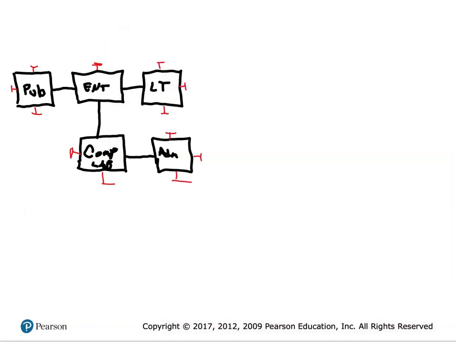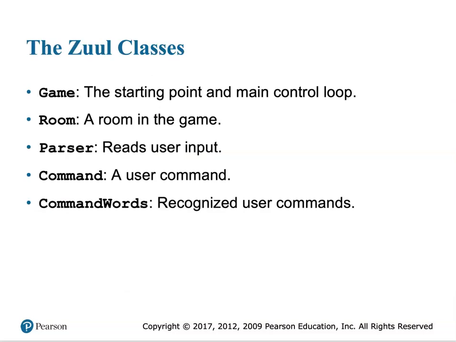Our Zool classes, of which there are 5 in this iteration, in Zoolbad, we have the game class, which is responsible for our main, starting things up in the main interaction loop. Print a prompt, get the information, respond to the information, move from there. We also have a room class. The room class models a room in the game. The room has a description. The room knows what it's connected to.